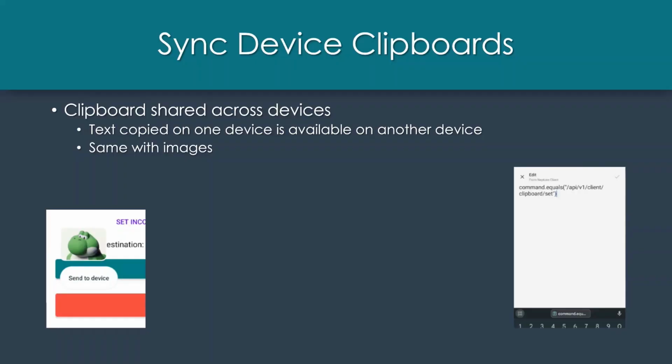Neptune allows you to sync your device's clipboards. You can share your clipboard between your devices. It works with text and images. This allows you to do things such as sending links and other things that you might want from your desktop to your phone and vice versa. And now to see it in action.